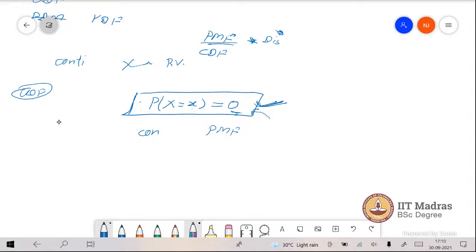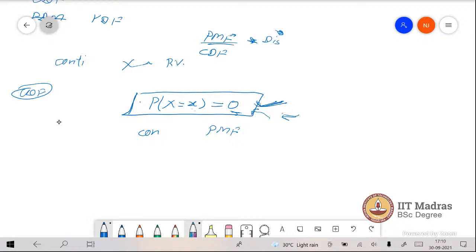Sir, PMF and PDF can be considered similar, is it? No, not the similar one. Look, in the PMF, what happens? PMF gives you the probability at individual points for the discrete random variable. But in the PDF, I just told you that in the case of continuous random variable, probability at each individual point is always 0. So we never talk about the probabilities at individual points.